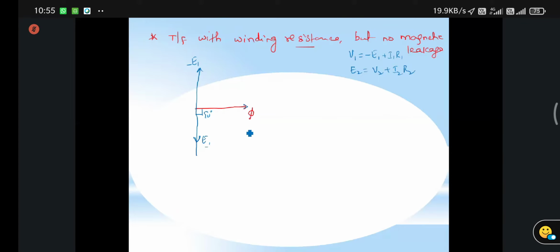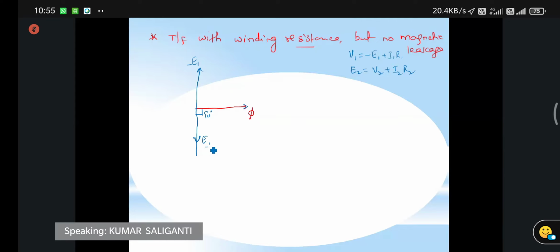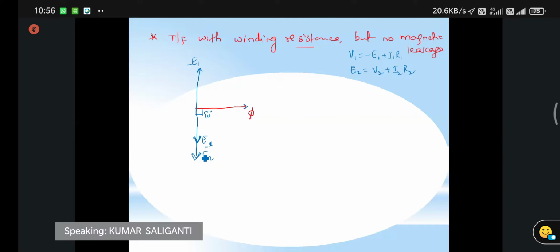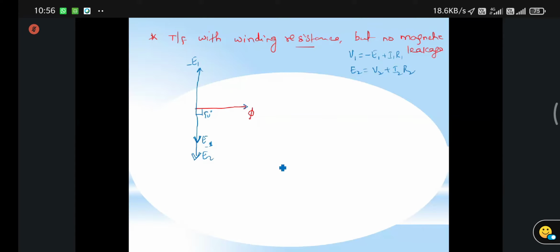Because of this flux you are getting the primary side induced EMF, that is E1, and this E1 lags by pi by 90 degrees. So if you reverse the E1, then you can get minus E1. Because of this flux, which links with the secondary side, the E2 is also induced. So both E1 and E2 are in the same phase, and both lag by pi by 90 degrees.